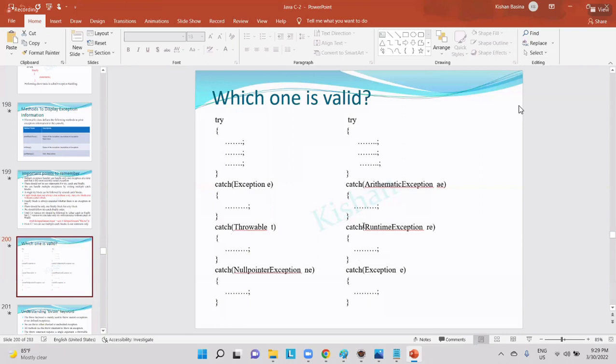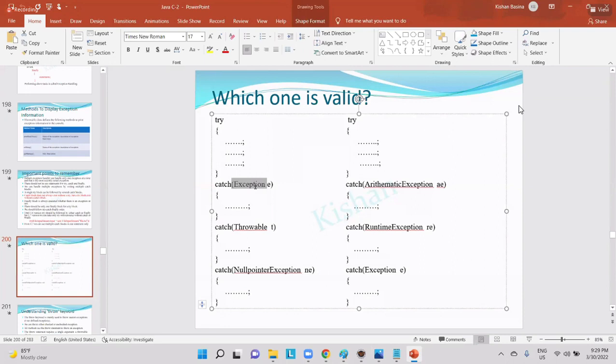Very good. This is first one and this is second one. Which one is valid? Exactly. Second one is valid. Why? Because in the first one, you have written exception. Okay, fine. After that, throwable. Okay, no problem. Null pointer, what? Null pointer exception is already handled here only, right? Again, why? It will be like a duplicate exception. Did you understand here, guys?